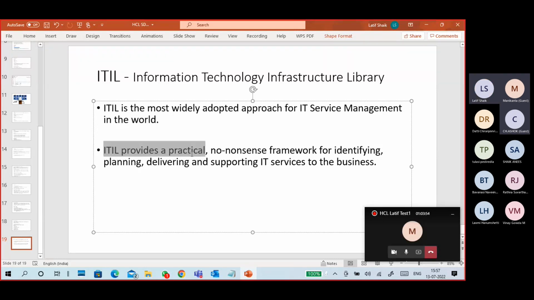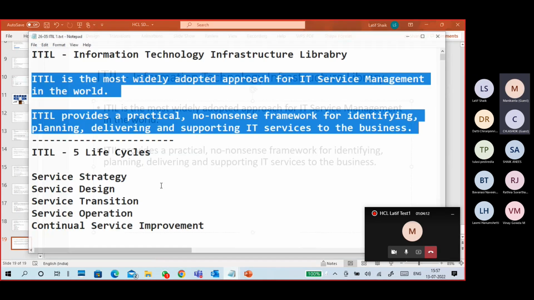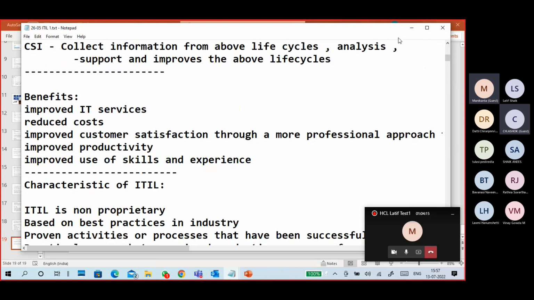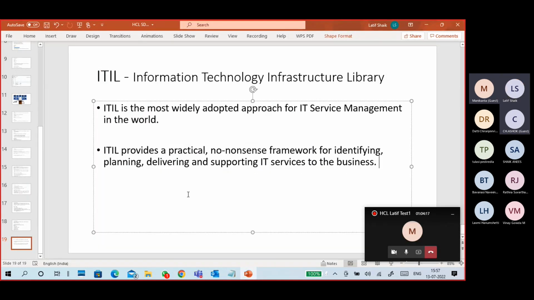So what is exactly ITIL? ITIL provides a practical no-nonsense framework for identifying, planning, delivering, and supporting IT services to the business. What is identifying? Identify the business.